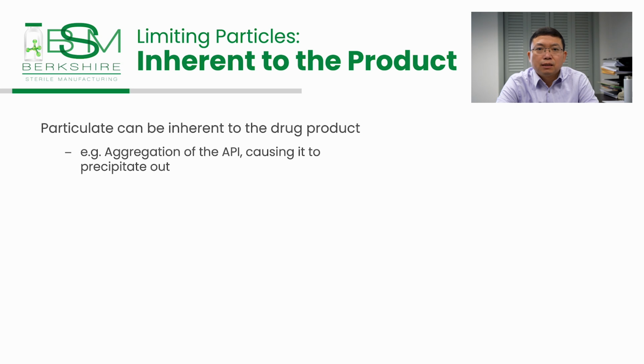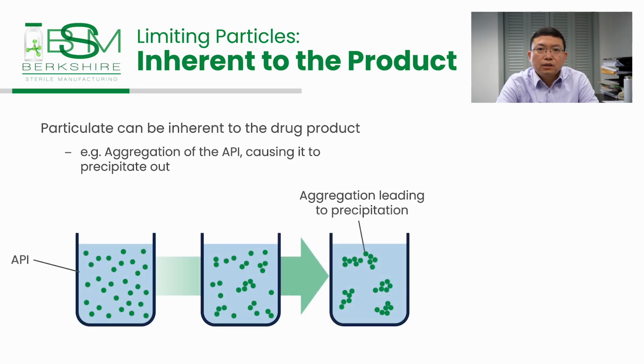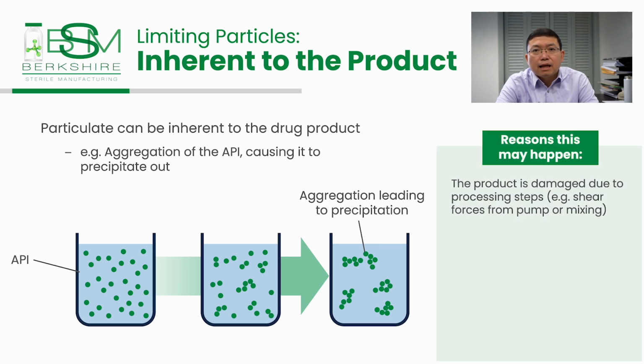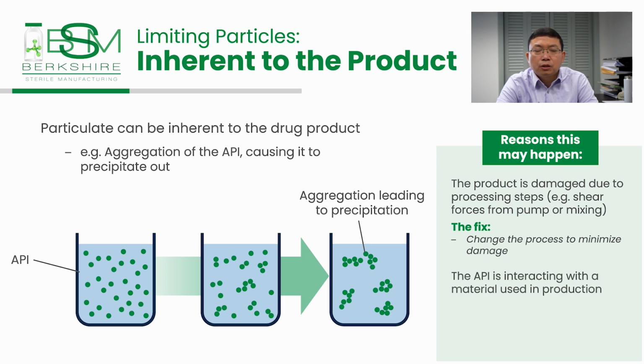The other source of particulate is inherent to the drug product. The most common source is aggregation of the API, causing it to precipitate out. This can happen for many reasons. The solution may require a change in the formulation design, the formulation process, or the production process. If we discover that the shear forces, for example, are damaging the API and causing aggregation, we may opt for other methods to pump and mix the solution to limit the shear forces. If the product is precipitating out due to an interaction with a material used in production, then we can perform a material compatibility study to determine the culprit and exchange it for a different material.